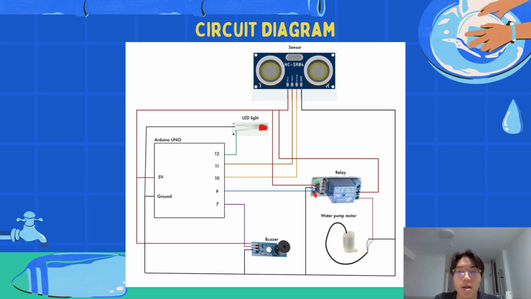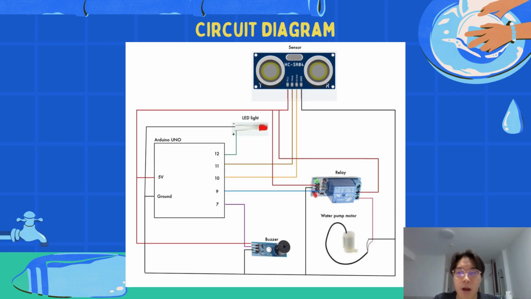This is our circuit diagram. It shows how each part is connected to the Arduino. So let me explain each connection in a simple way. Let's focus on the ultrasonic sensor. It has two pins, so we use trigger connected to pin 11 on the Arduino and echo connected to pin 10. This sensor sends out sound waves and waits for them to bounce back. The Arduino uses this to measure how far an object is.